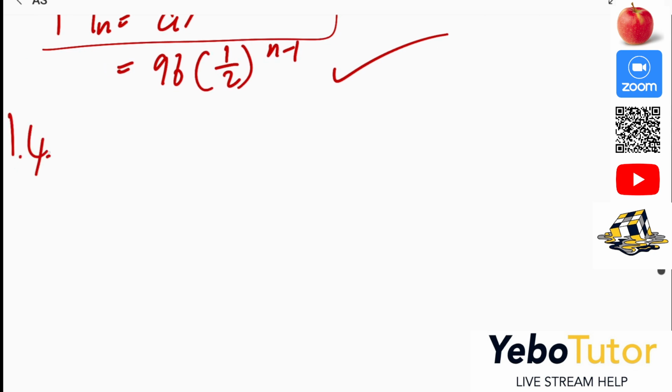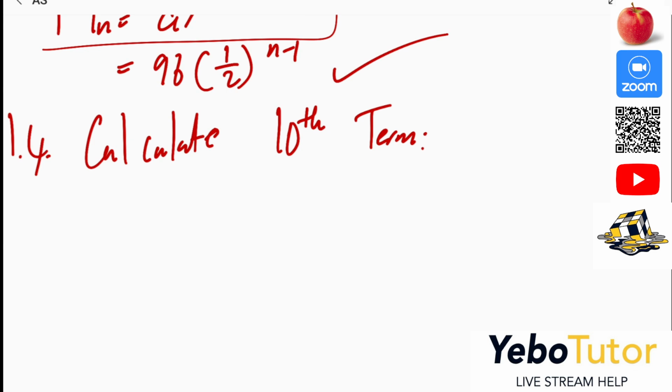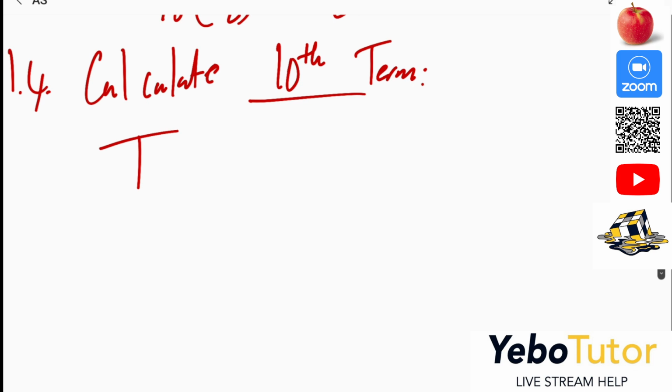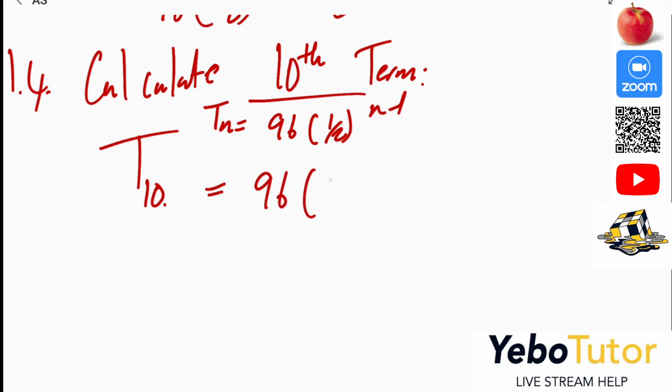Then another question, 1.4, which they might ask as well, just for fun. They can perhaps say calculate the 10th term. Again, you see, these questions are just the same, but what is different is just the sequences which we're dealing with. So if they want the 10th term, you need to have T10 in your Tn equation, which you already have: 96 multiplied by 1 over 2 to the power n minus 1. So that will be T10, which is equal to 96 multiplied by 1 over 2 to the power 10 minus 1. Easy stuff. Then after that, you use your calculator. So you can see that all these questions are the same. Every question which you are given, they all have the same format.